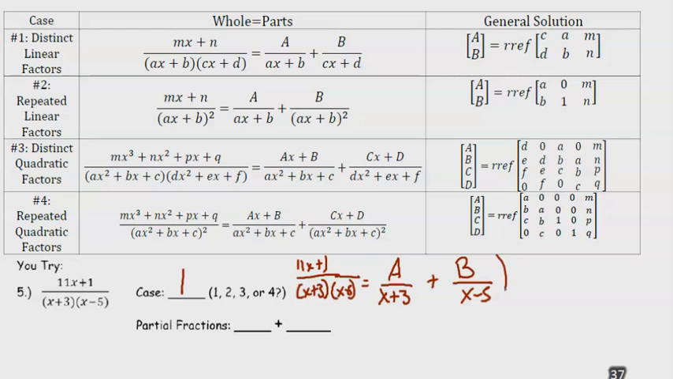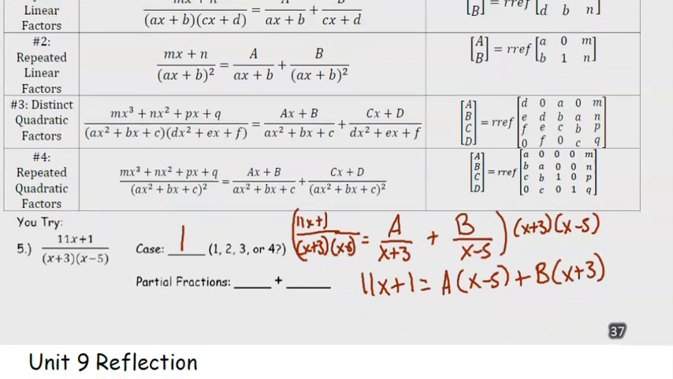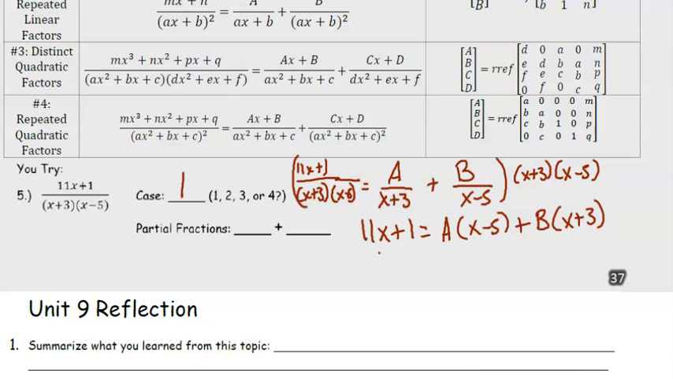So we're going to multiply each term by x plus 3 times x minus 5. So when we do that, those cancel, so we have 11x plus 1 equals A parentheses x minus 5 plus B parentheses x plus 3. From here, we're going to distribute and combine like terms. So we have 11x plus 1 equals ax minus 5a plus bx plus 3b.